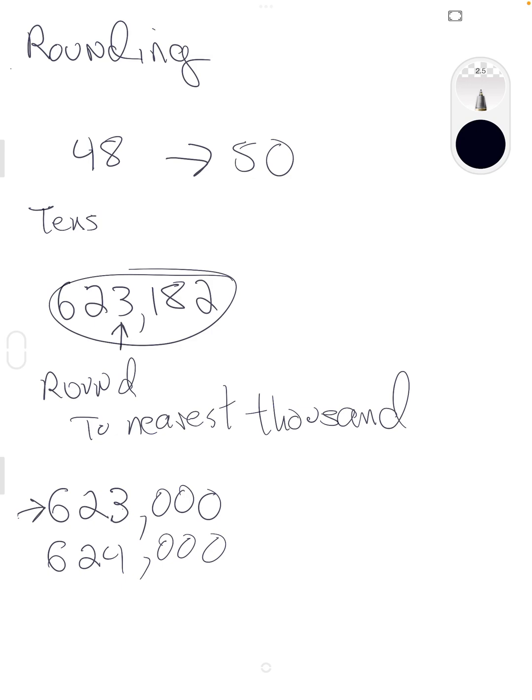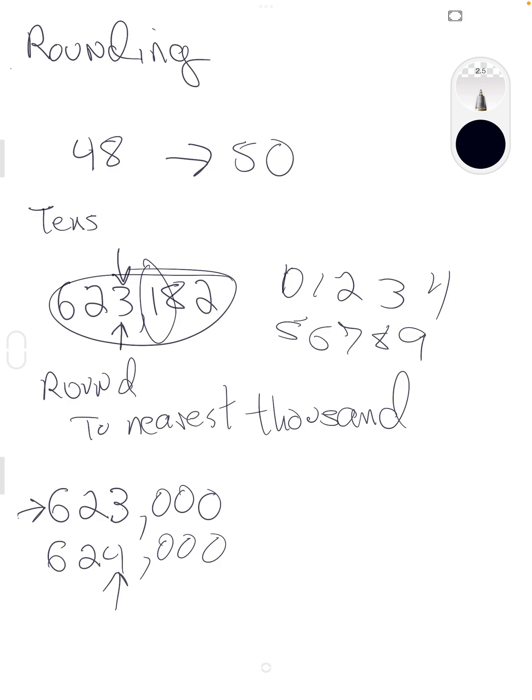And so the rule is pretty simple. You look at the number that you have, in other words, to the thousandth. You look at the next number. Is that number a 0, 1, 2, 3, or 4? If it's a 0, 1, 2, 3, or 4, we're going to pick this number. If it's a 5, 6, 7, 8, or 9, we're going to pick that number.